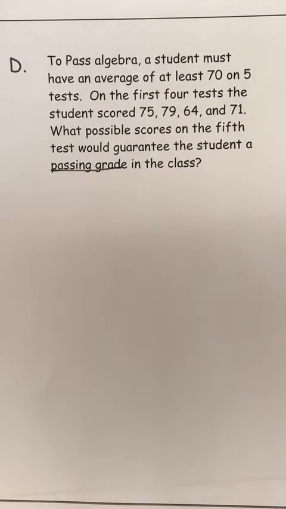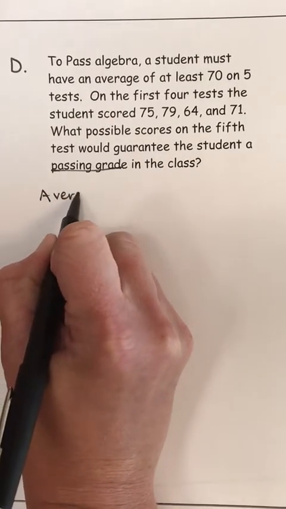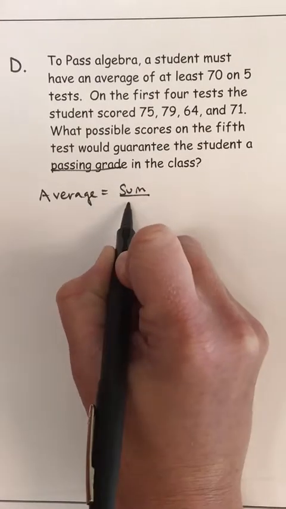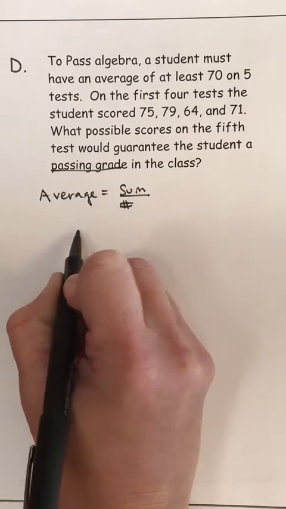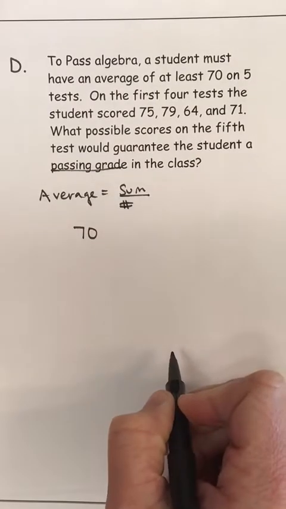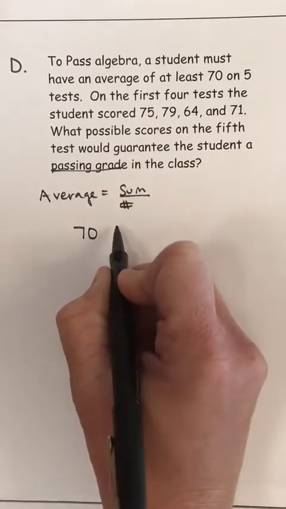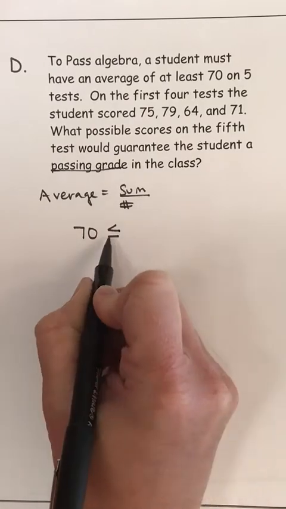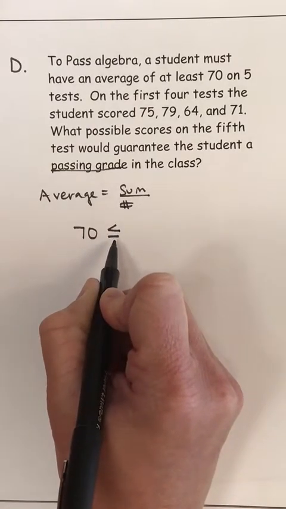So the first thing you need to know is what an average is. An average is when you take a sum and then you divide by the number of pieces that you have. So 70 is the average that this person is looking for, and that's the least. We want 70 or more. So I want my average of stuff to be 70 or greater than. So that's why my symbol is going to go this way.